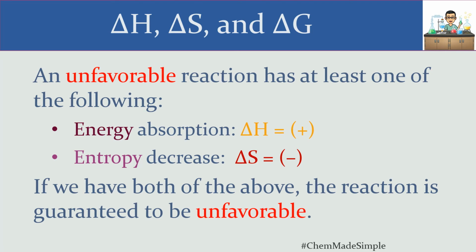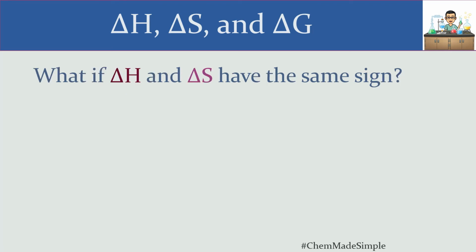And if it has both of them, then the reaction is guaranteed to be unfavorable. So notice in those two situations, like I said, the signs of delta H and delta S were opposites of one another. But what happens if delta H and delta S have the same sign? In other words, we're going up in energy, which is bad, and we're also going up in terms of freedom, which is good. So it's like, all right, which one do I lean on here?